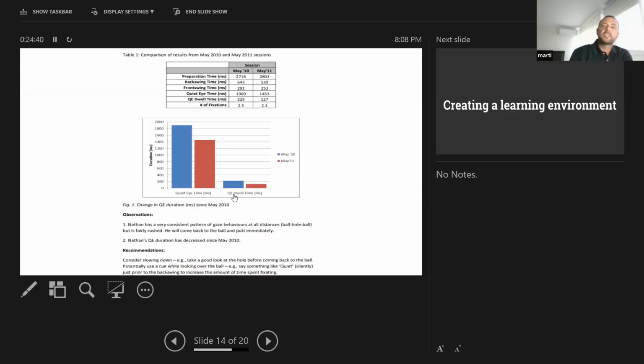And this is what a report would look like, where they're measuring what you see there: the preparation time versus the backswing versus the downswing. And then what they call the dwell time, which is the time they spend where the impact is and where their focus is just post impact.